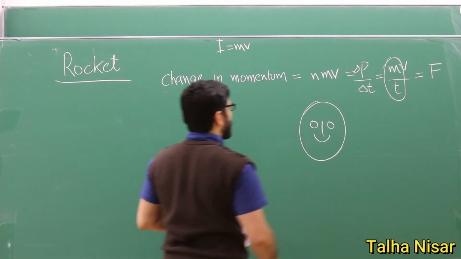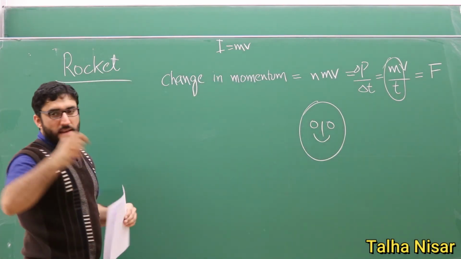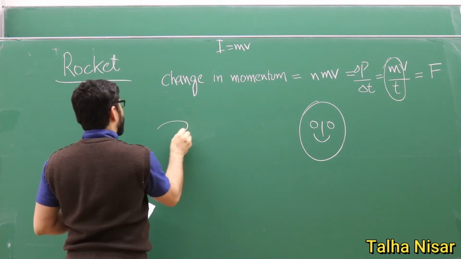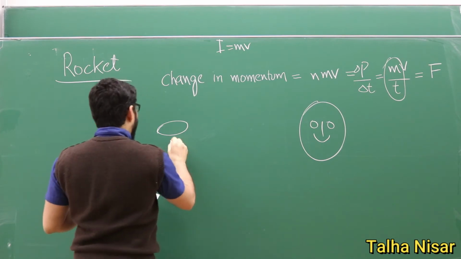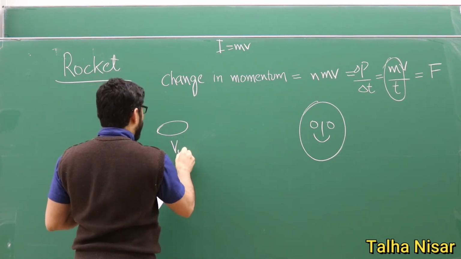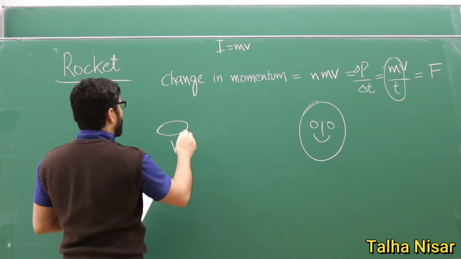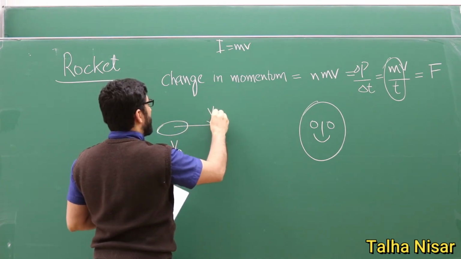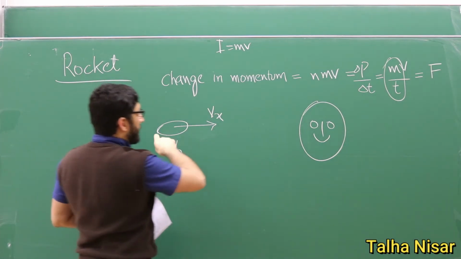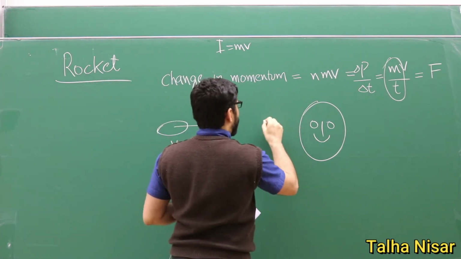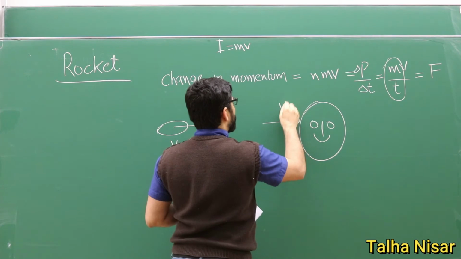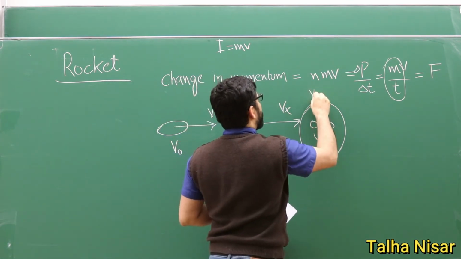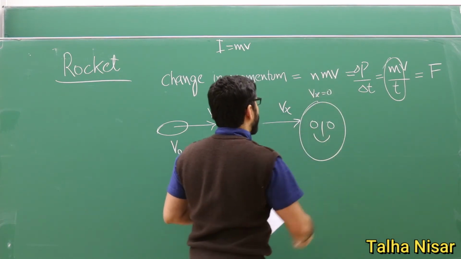So there is a person, and we throw eggs on this person. For example, we have this egg, and initially its velocity is 0, and we throw it with a velocity, we apply a force, and its change in velocity, this is the Vx. And when it hits the person, its velocity is Vx, and after the collision, the Vx becomes 0.